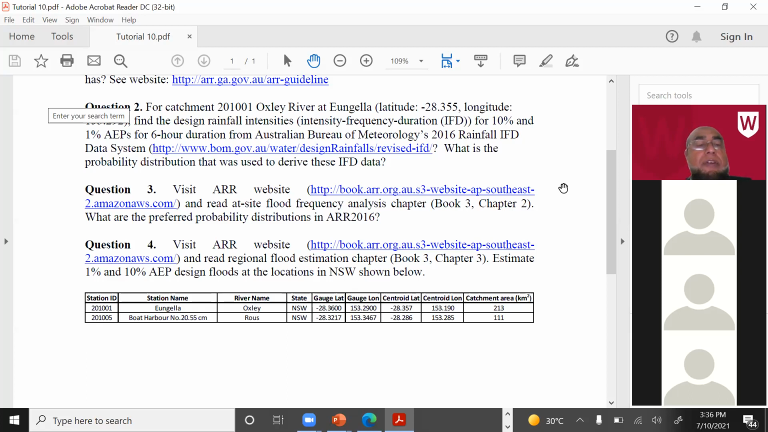And then have you done the next one? Yes. So what are the estimations there? For 10% AEP, it's 2,040 cubic meters per second. And for 1% AEP, it's 5,900 cubic meters per second.